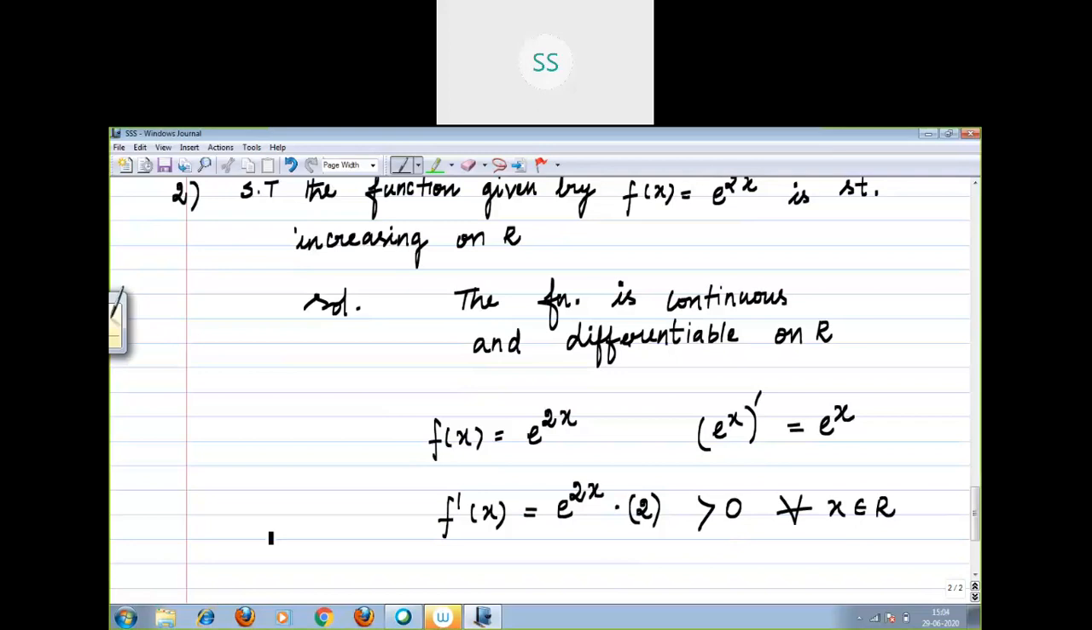Therefore, the function is strictly increasing on capital R. Capital R in the sense real numbers. The limitation of real numbers is minus infinity to plus infinity, right? I hope you people understood. E power a negative value also will give you positive. That's why I wrote here greater than 0.